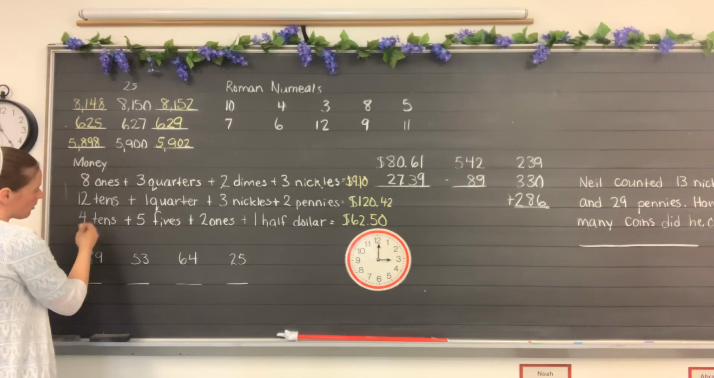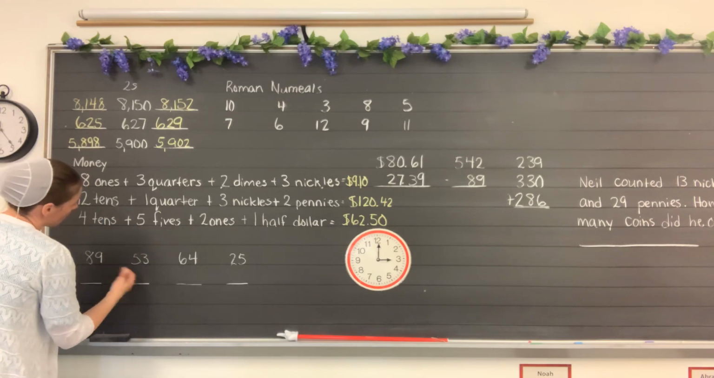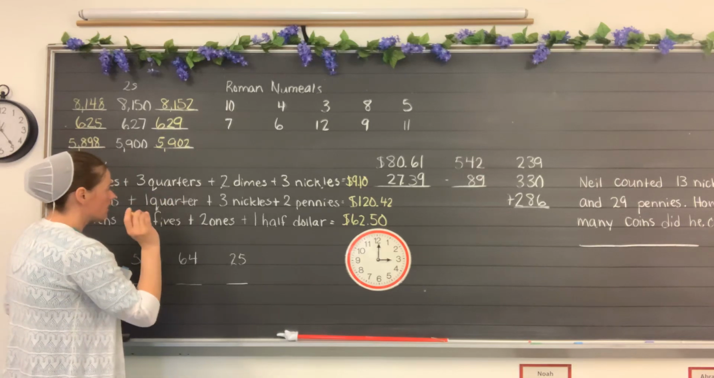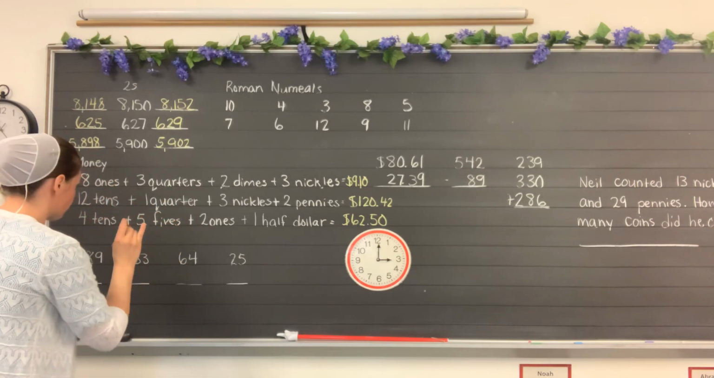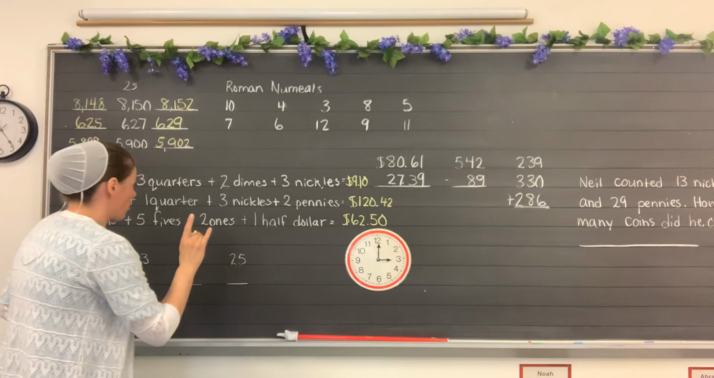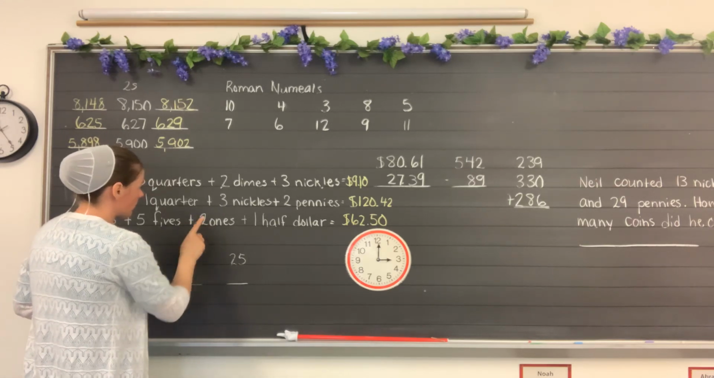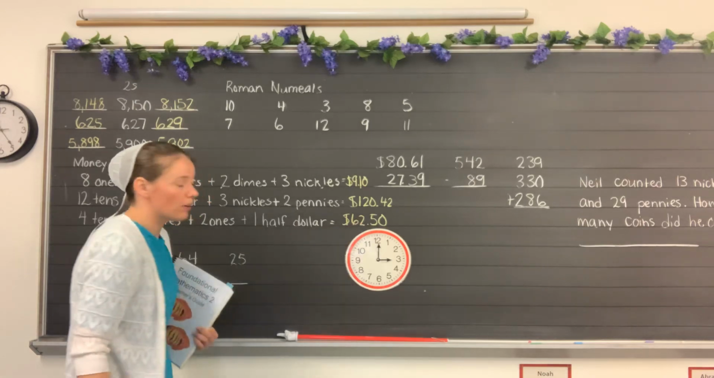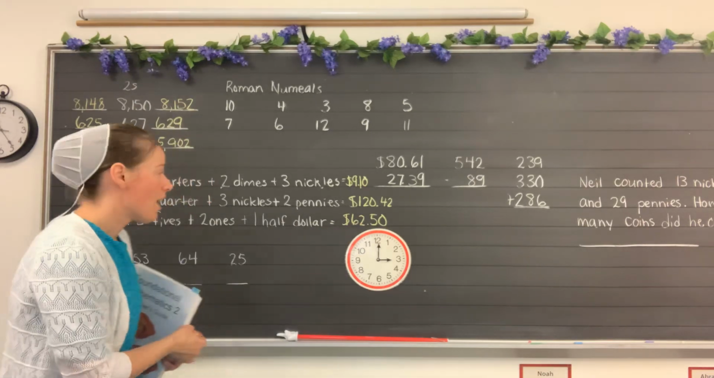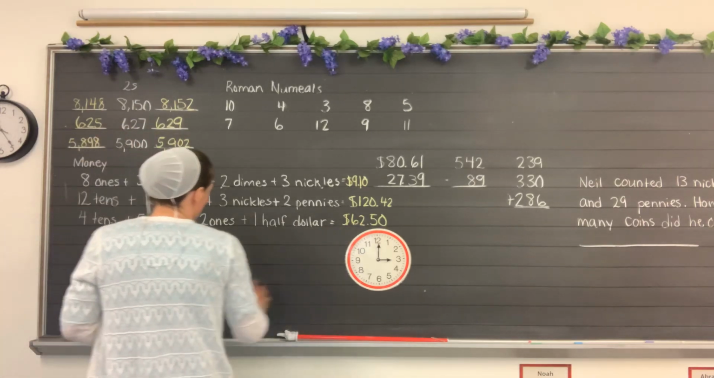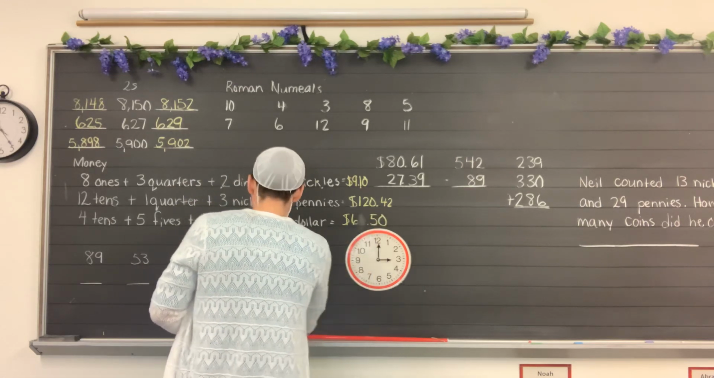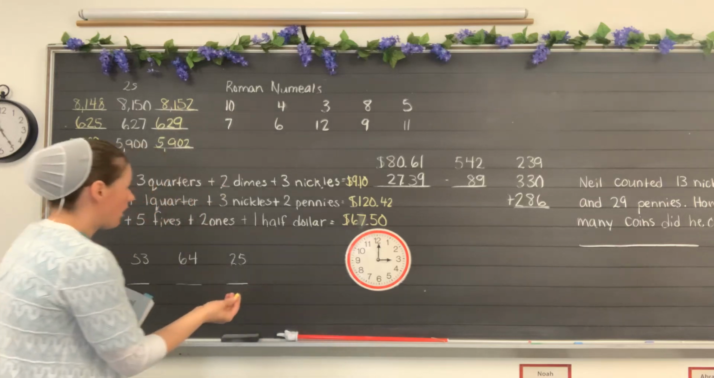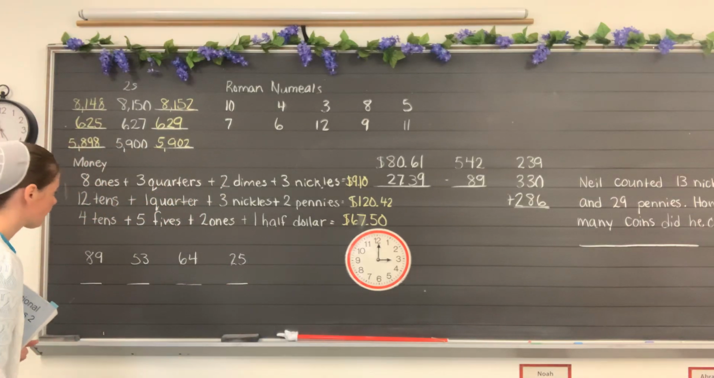4 tens. So 10, 20, 30, 40, plus 5 fives, 45, 50, 55, 60, 65, $65. And 2 ones, 66, 67. Oh boy, it looks like we messed up there. Well, it's good we counted our money twice again. So $67 and half a dollar is 50 cents.